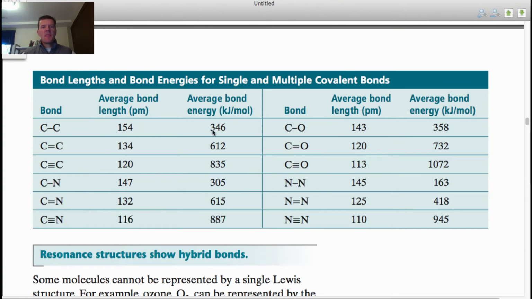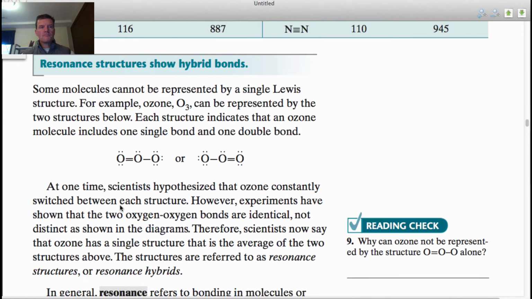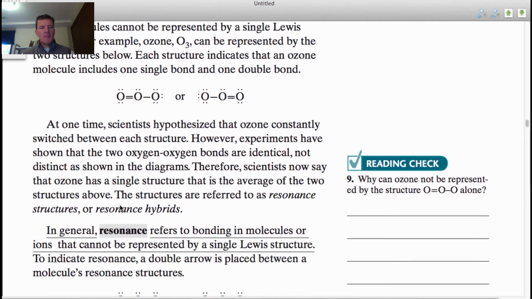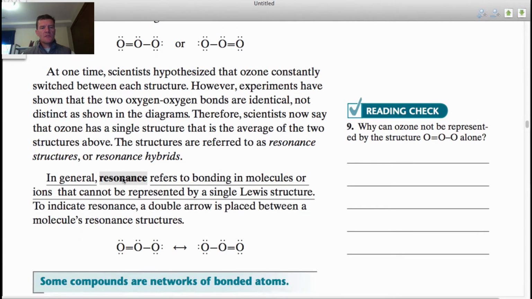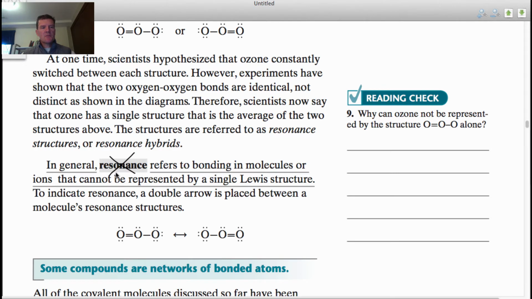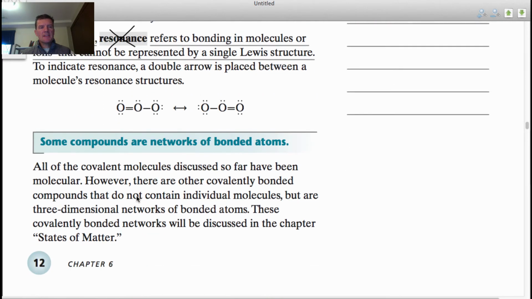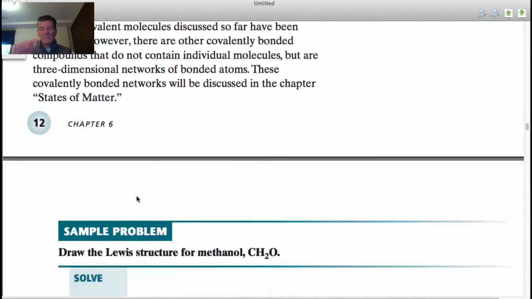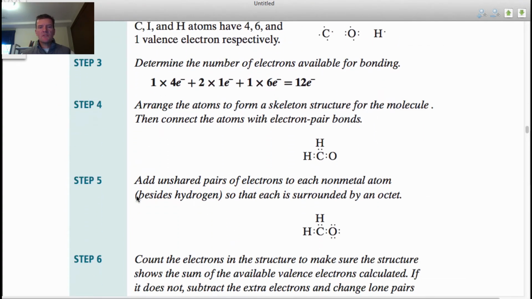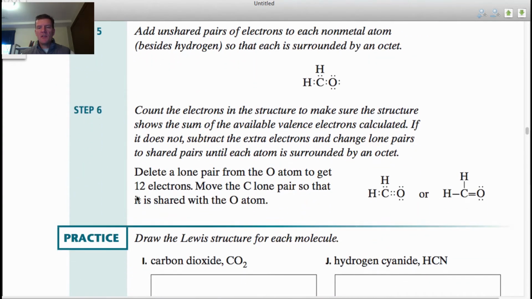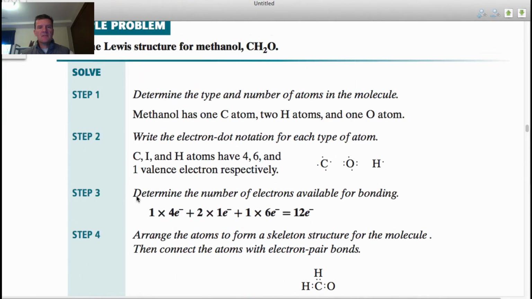And here are some bond energies for single, double, triple. You can see how much the bond energy increases and how the bond length decreases when you have multiple bonds. Okay? All right. I'm not going to ask you necessarily about resonance, so you don't have to worry about that. But I will show you how to determine if you're going to have multiple bonds or not. Okay, so let's look at this one right here.